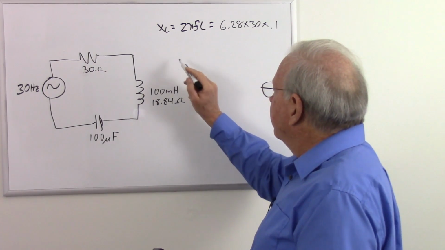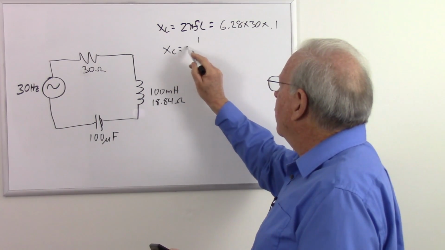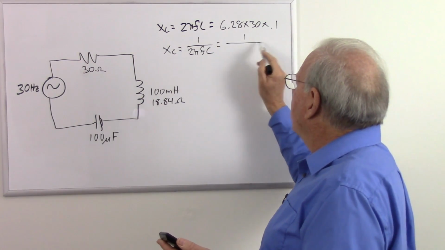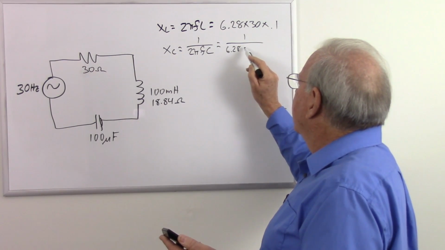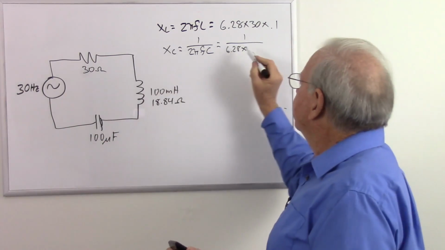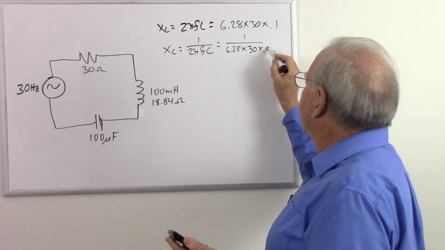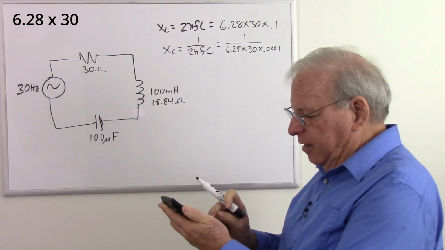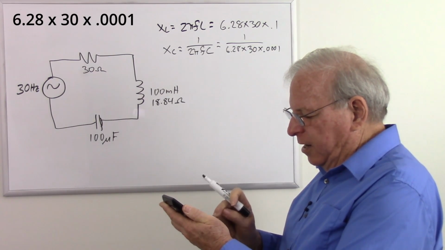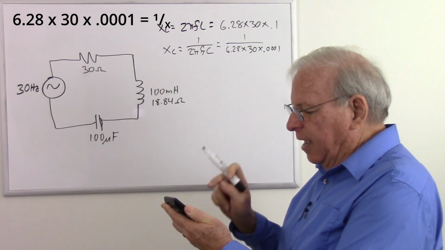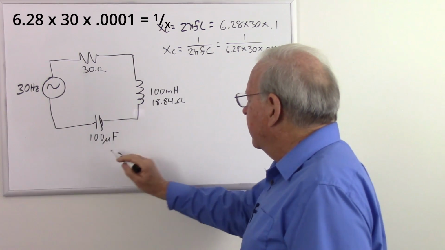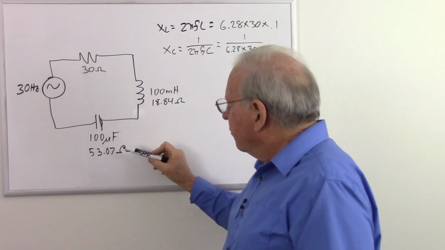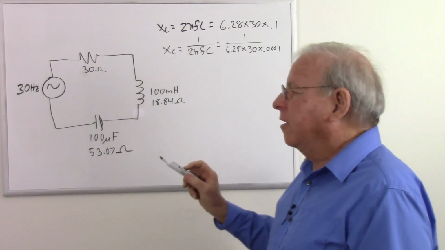We have our capacitive reactance, X sub C equals 1 over 2 pi FC, which equals 1 over 6.28 times 30 times 0.0001. So here we go. 6.28 times 30 times 0.0001 equals, take the reciprocal, and I got 53.07. So now our capacitive reactance is greater than our inductive reactance.